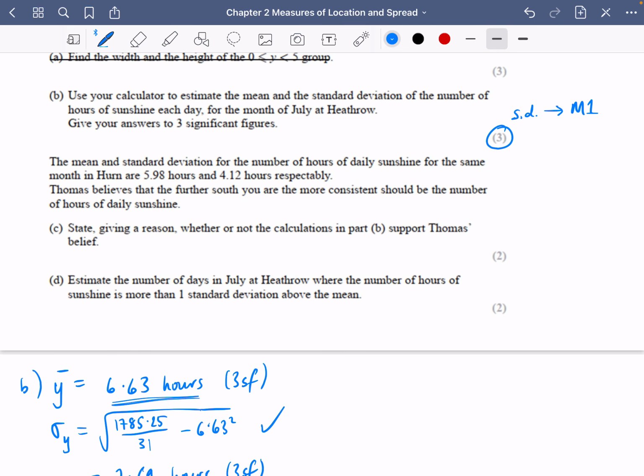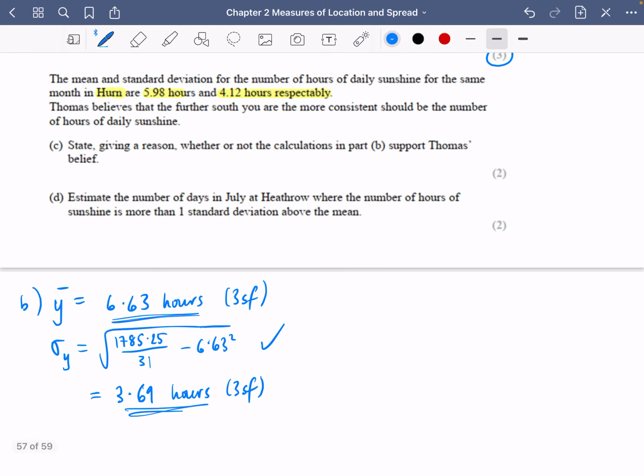It says that the mean and standard deviation for the number of hours of daily sunshine for the same month in Herne are 5.98 hours and 4.12 hours respectively. So we need to make sure that we've clocked that this one is talking about Herne this time, and it's given us some different values of the mean and the standard deviation. Thomas believes that the further south you are, the more consistent should be the number of hours of daily sunshine. State, giving a reason, whether or not the calculations in part B support Thomas's belief.